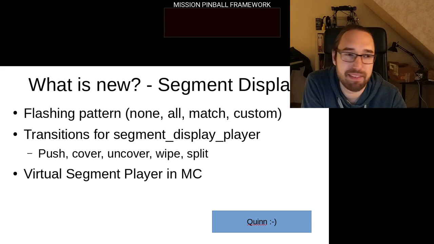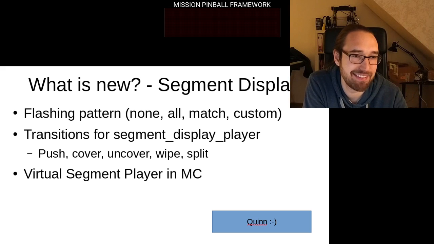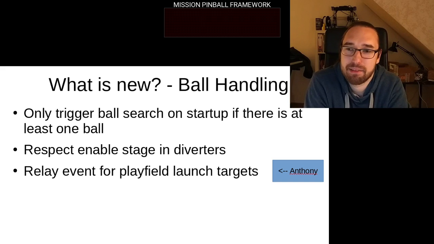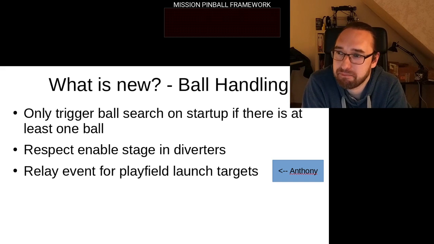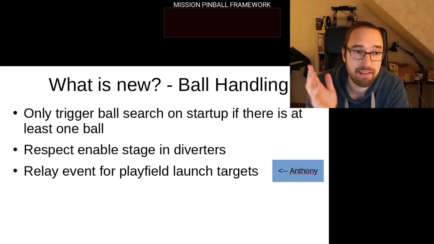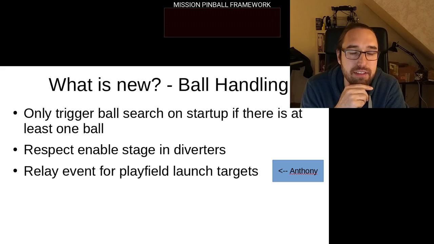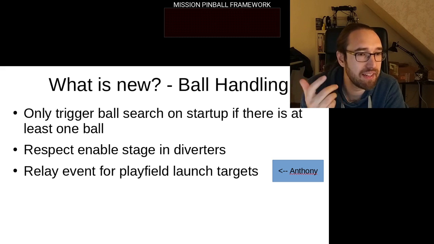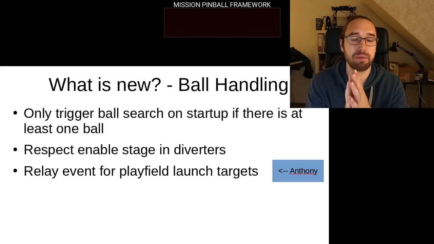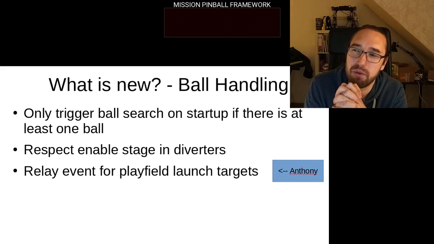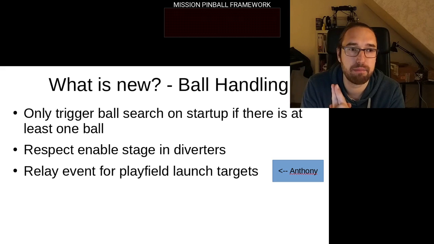Maybe we have to do something on segment displays in the future, because there's so much to show now. Then we got some stuff on ball handling, and some machines are currently going into production, like the Haggis stuff, and they often come up with good ideas on where our defaults are not that great. And one of them is that we now only trigger ball search on startup of the machine if there's at least one ball.